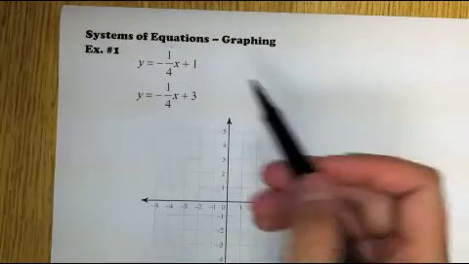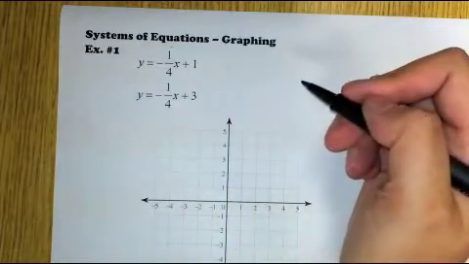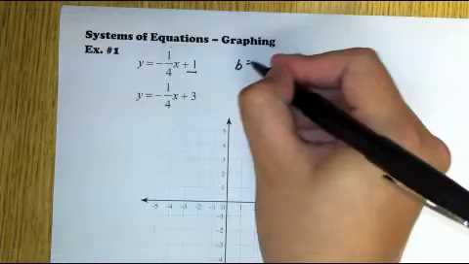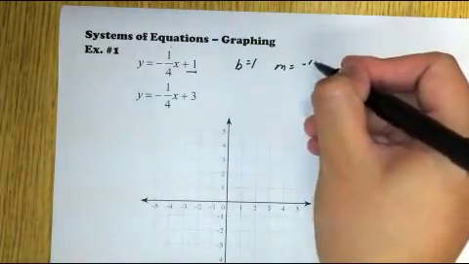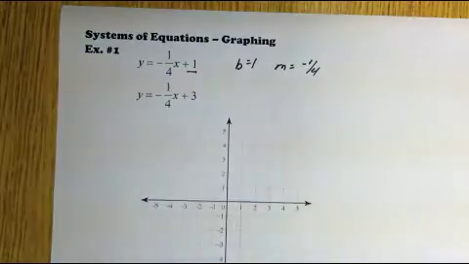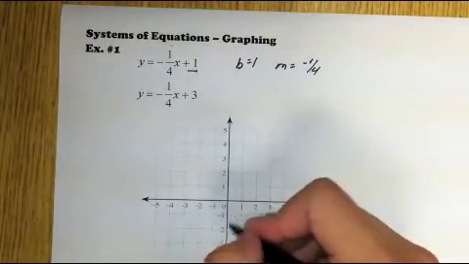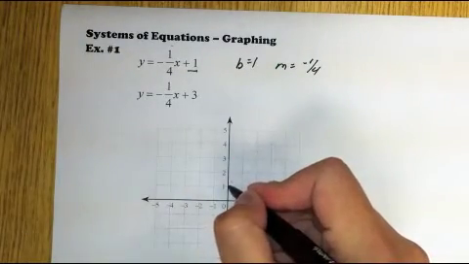I like to identify my parts. I want to make sure that you guys know that. So this is my b, and my b is 1. My slope is -1/4, my bad. Which one do I plot first? B. On what axis? That's right, the y-intercept.